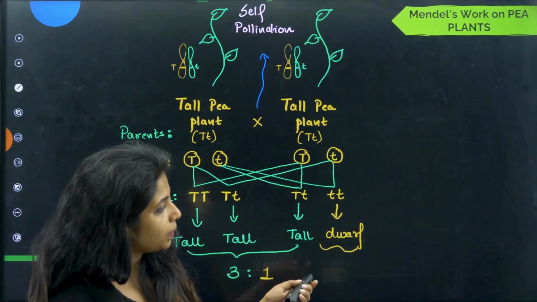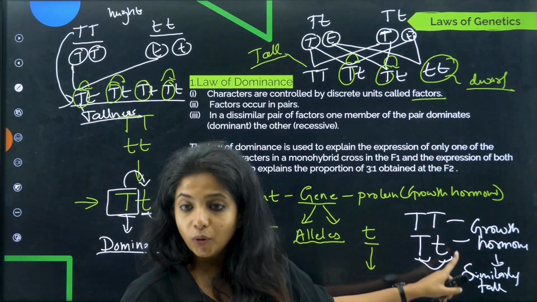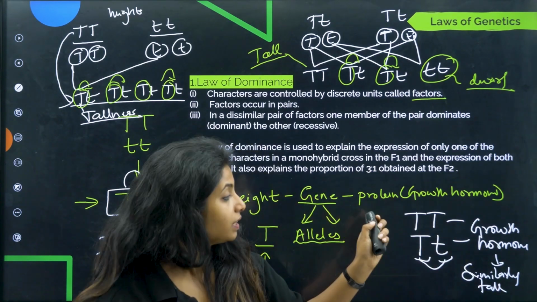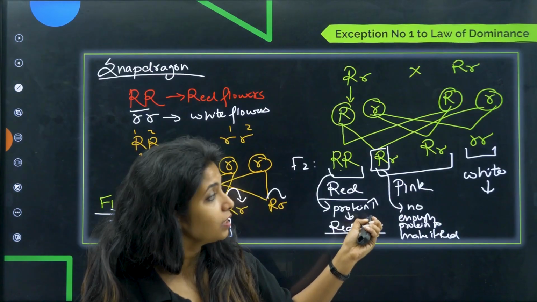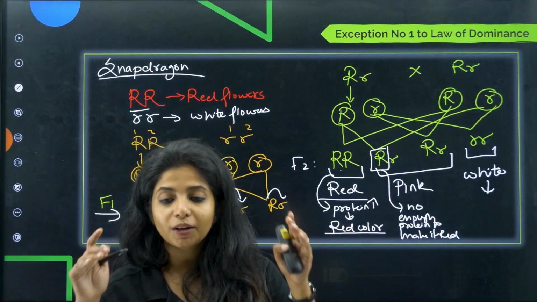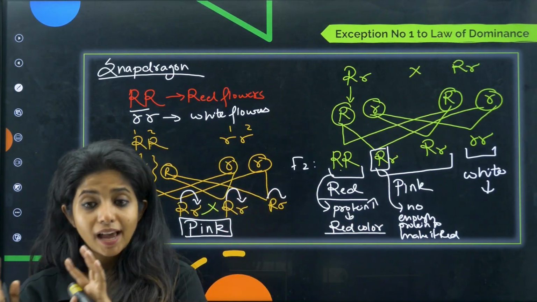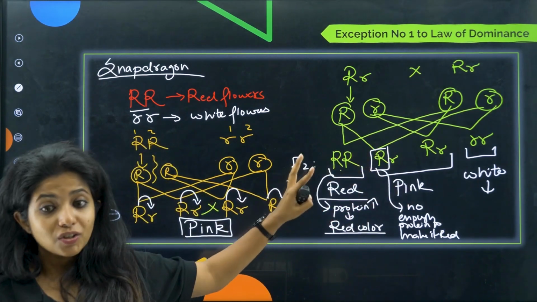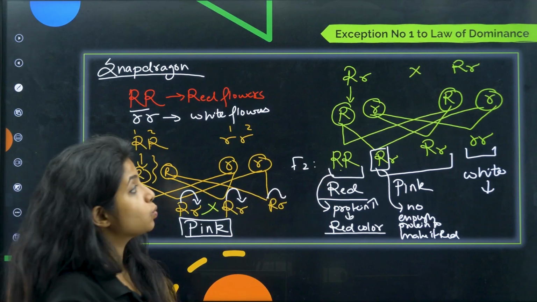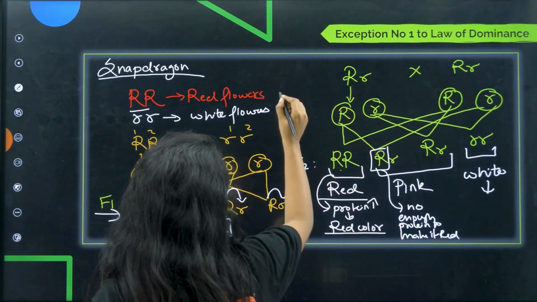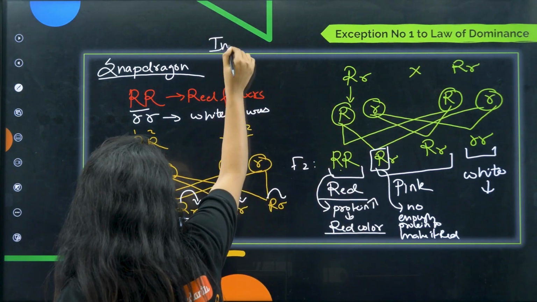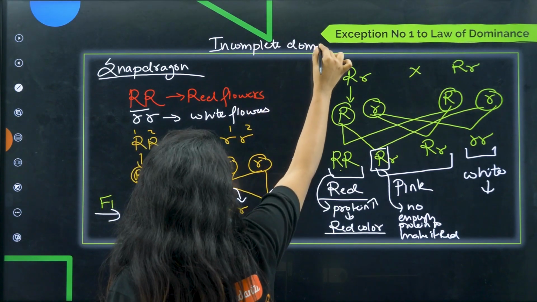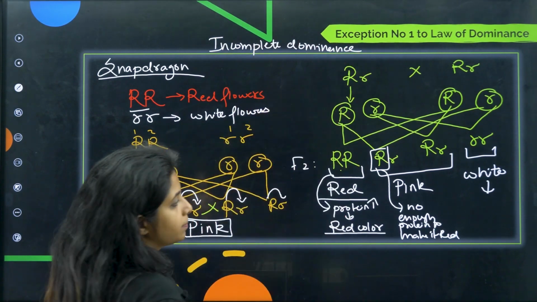Whereas when we spoke about pea plants, there, both of them were producing growth hormone and the plant was growing properly. But here in the case of snapdragon, things were quite different. And this term or this exception that has been taken away from the law of dominance, usually this has to be dominant, but here it is not completely dominant, which is why this is exception number 1 to the law of dominance, and this is known as incomplete dominance, children. It is known as incomplete dominance.